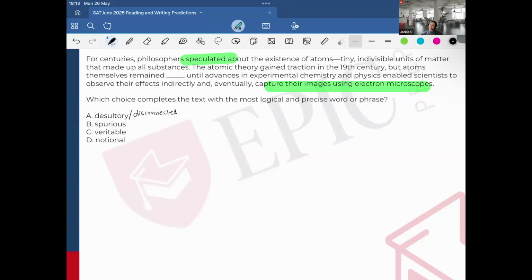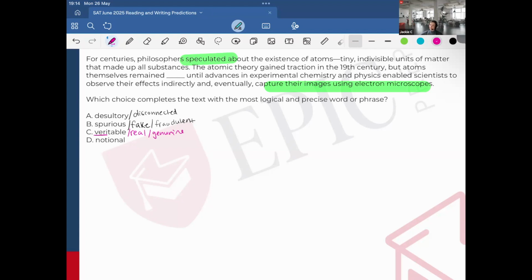Spurious means fake. It can also be counterfeit or something that's fraudulent. So that also doesn't fit. Veritable, if you're studying Latin or Spanish, any romance language, you might know "very truth." So veritable just means something that's real or genuine. So basically the opposite of spurious, which also doesn't fit. We're not looking for that.